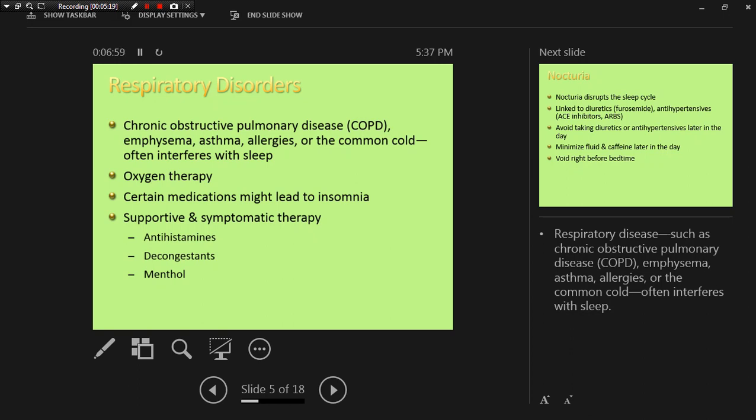And so obviously, in addition to the oxygen therapy that we're going to utilize in some of our patients with long-term pulmonary disease, supportive and symptomatic therapy, right? So antihistamines, so Benadryl, decongestants like Sudafed. But what we have to worry about decongestants is sometimes they can actually lead to insomnia, irritation, agitation, causing patients to not be able to sleep well. And then things like menthol and more of your aromatherapies that can help with the nasal congestion.